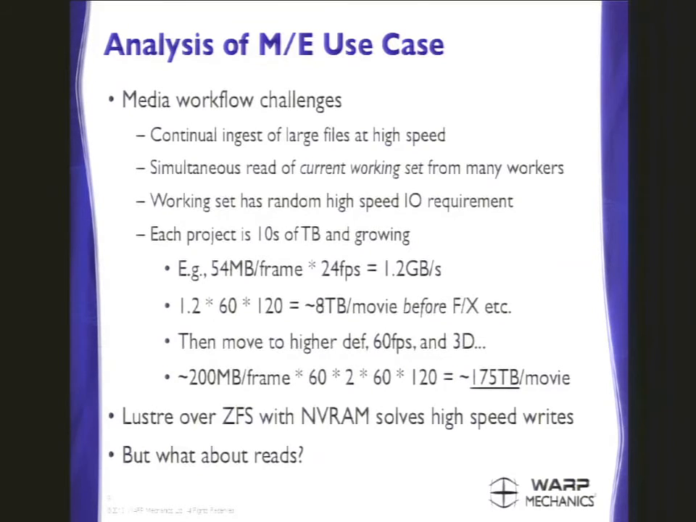But the movie industry is moving towards 60 frames a second, 3D, so 2x, and higher resolution per frame. It basically adds up to a couple hundred terabytes for a single movie before you've done special effects, before you've done sound editing and so on and so on. This is where we will be enhancing it by putting additional SSDs into the OSS themselves.